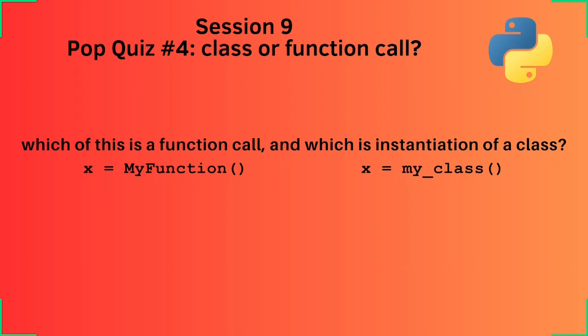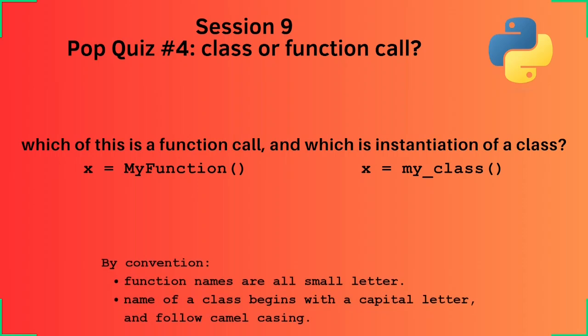Yeah, one is capitalized, one is not. One says function, one says class. So which one is a real function and which one is an instantiation of a class? How do you know by seeing this syntax? So my function is a class. Okay, what makes you say so? Because it's capitalized. That's all I can say. Okay, and that is the correct answer.